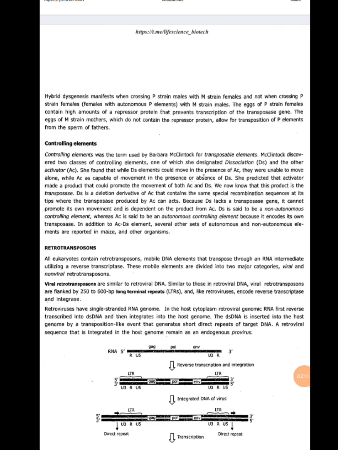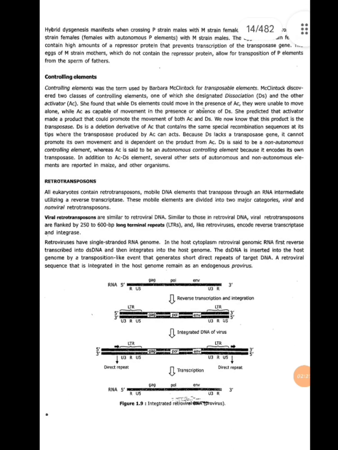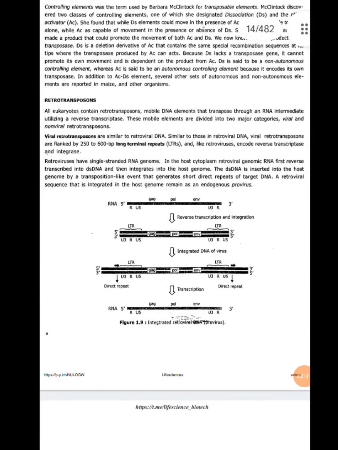So DS is a non-autonomous controlling element, whereas AC is the autonomous controlling element because AC can encode its own transposase. In addition to the AC DS elements, several other autonomous and non-autonomous elements have been reported in maize and some other organisms. So next we talk about retrotransposons.